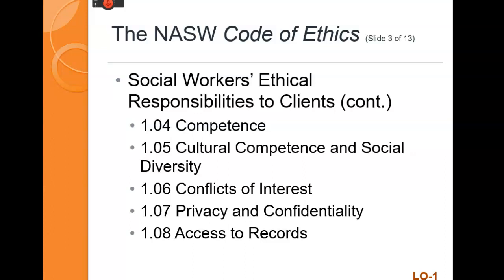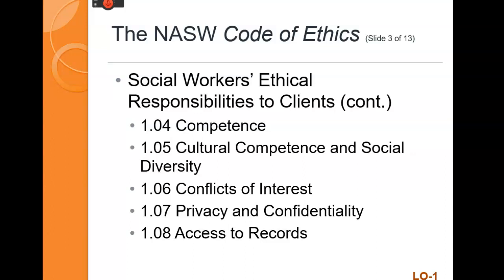Sometimes there are federal laws such as HIPAA that regulate privacy and confidentiality, but also within your agencies, they may have specific policies related to privacy and confidentiality, all meant to keep the clients protected and safe. Access to records is part of that, in that we must make sure that only clients have access to their records and that we keep them private and confidential.